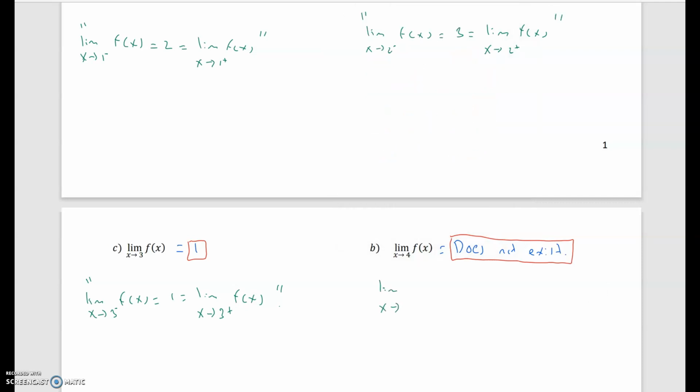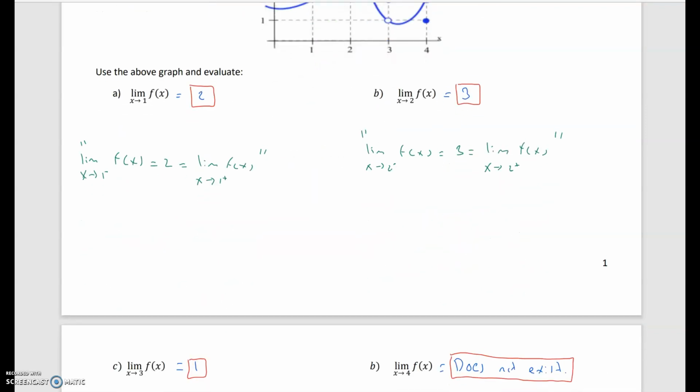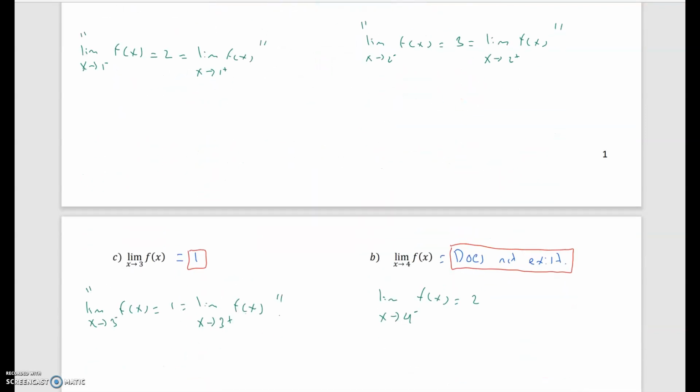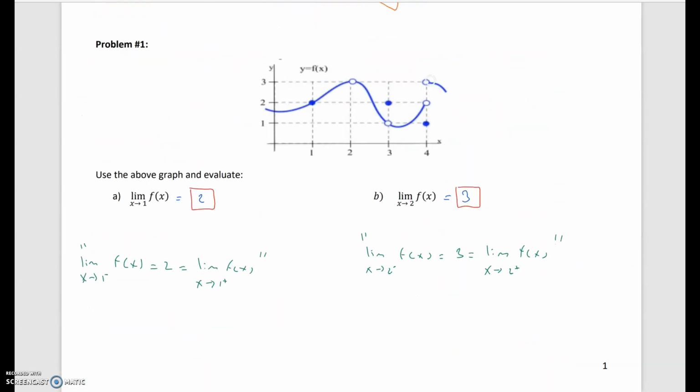The limit as x approaches 4 from the negatives of f of x, coming from the negative side, or from the left, we would say that this is 2, and this is not equal to the limit as x approaches 4 from the positive side. On the positive side, or on the right, technically the function is approaching 3.